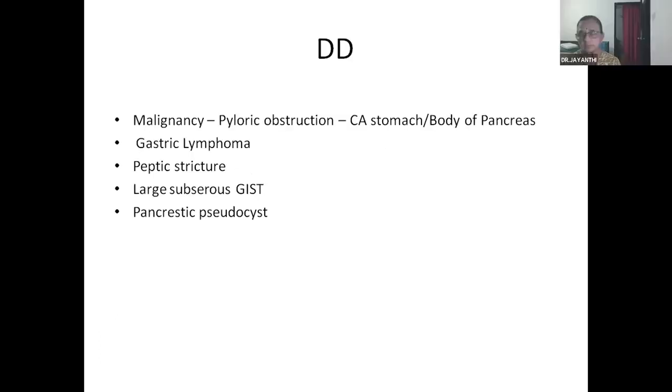Cicatrized duodenum, no? Cicatrized duodenum, that's the first differential diagnosis. That will be number one, peptic stricture. Yes, peptic stricture perhaps, just a cicatrized duodenum due to duodenal ulcer. That will be number one.